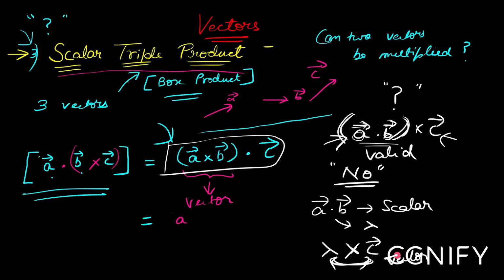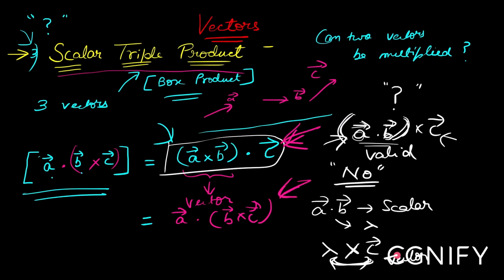That means you can also do this. Remember, this and this are the same, right? I'm not proving that right now. We will actually look at why they are the same when we see the geometrical interpretation of scalar triple product. That is when you will understand why this and this are the same.